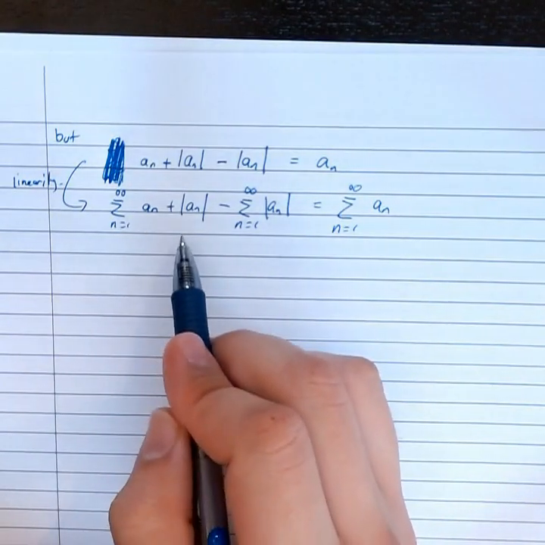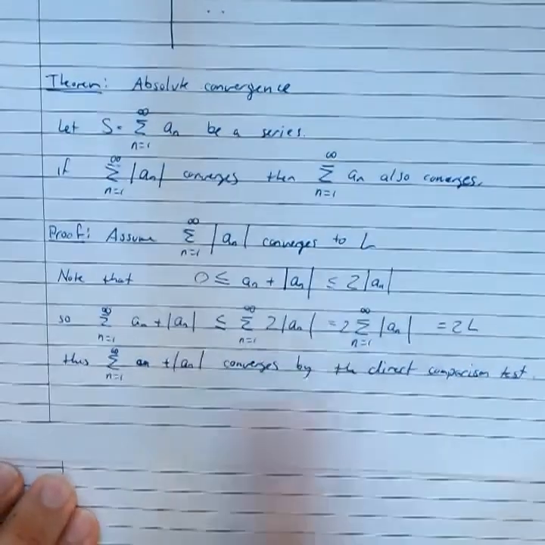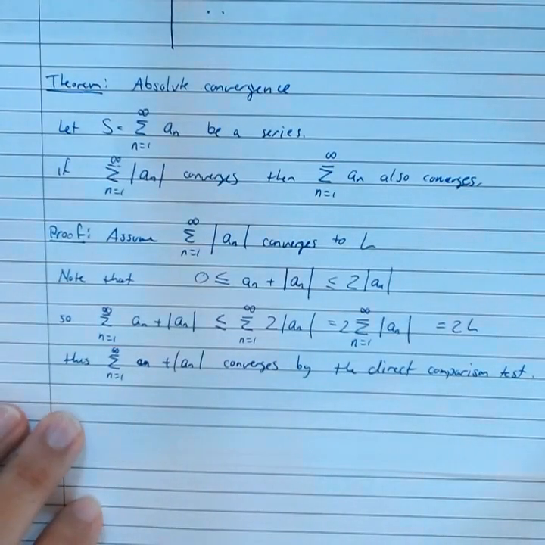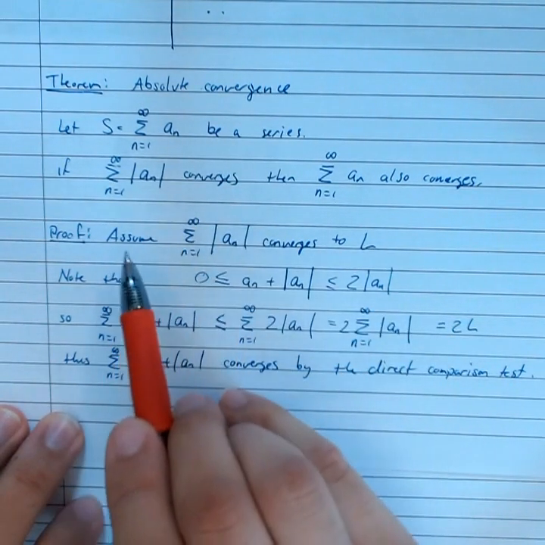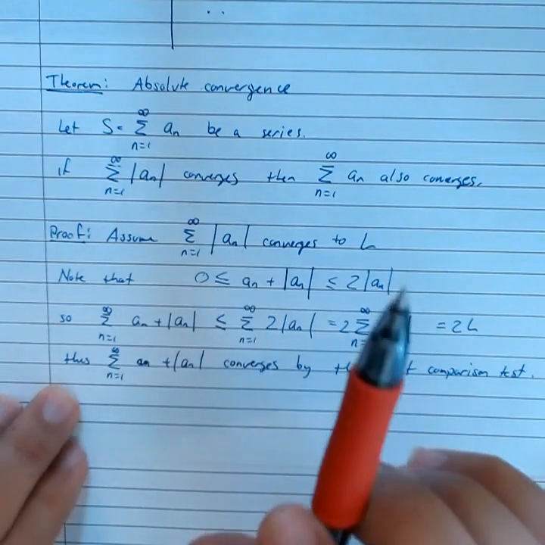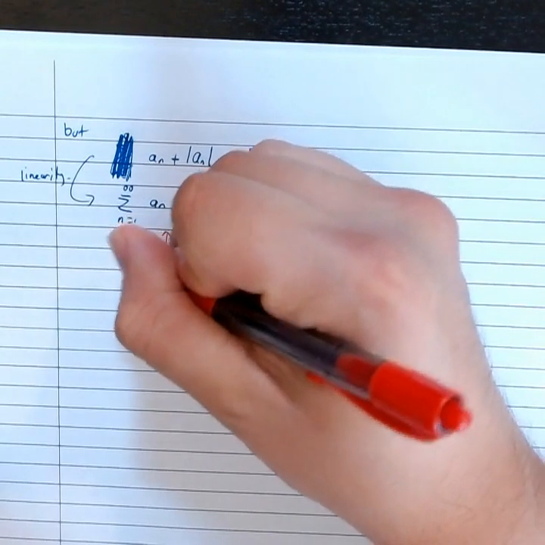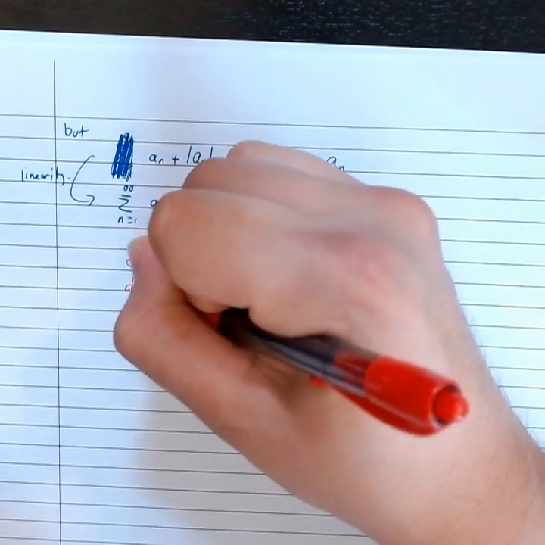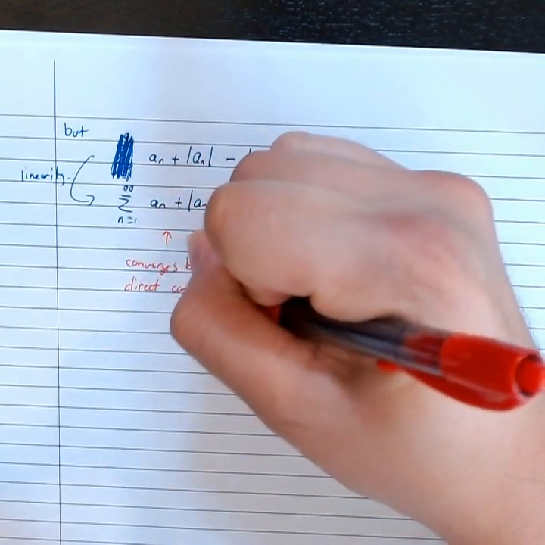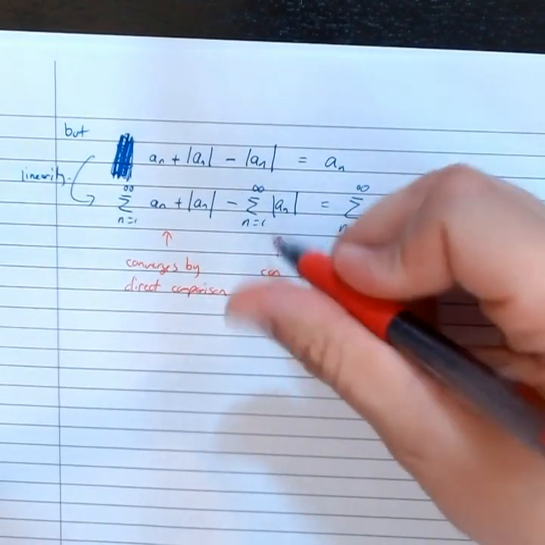But we know this converges because we just saw it. That was the one that we just finished proving converges by the direct comparison test. And we know that this one converges by assumption. We began by assuming that it converges. So over here, this converges by direct comparison, and this converges by assumption. We began by assuming that was true.